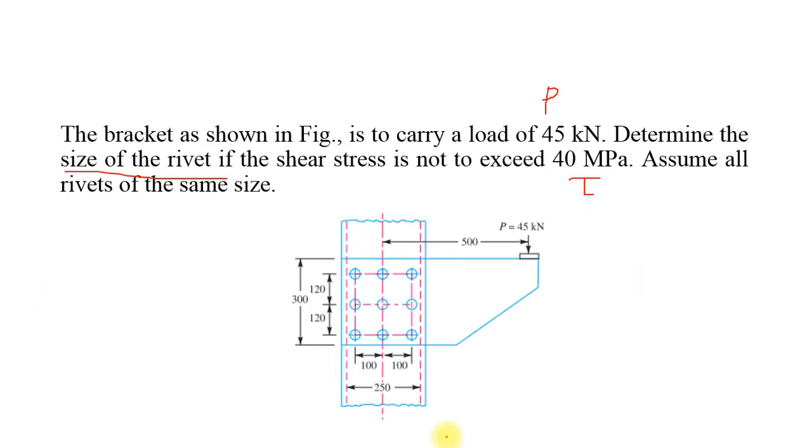All other things are available in our diagram. You can see this is very easily understood from a particular center of gravity. The load is acting at a distance of 500 mm, hence it is called an eccentric load. The distance between each rivet and the total length, everything is provided in this diagram.